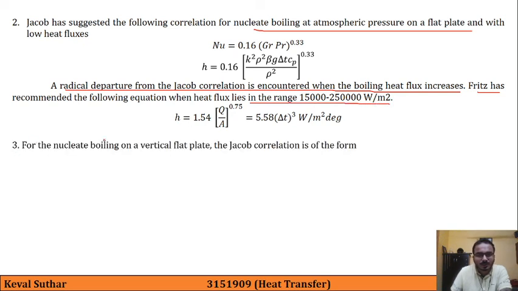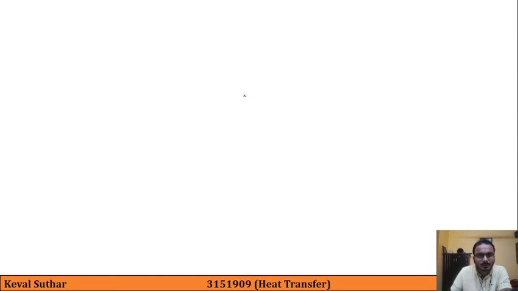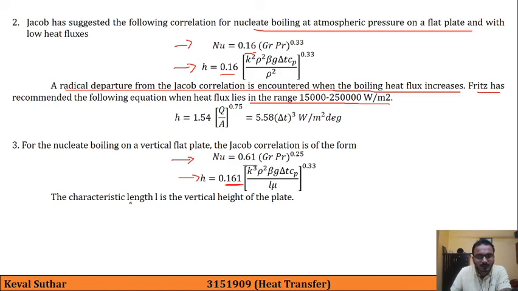For nucleate boiling on a vertical flat plate, we can write down this relation. If you see, both are very similar to these equations, only the constant coefficients are changing over here. Here L is the characteristic length in case of a vertical flat plate.